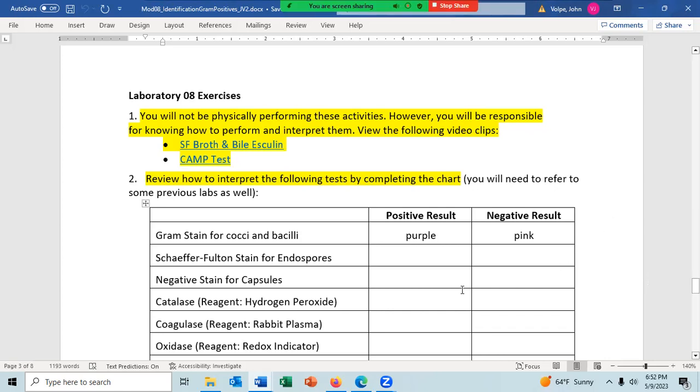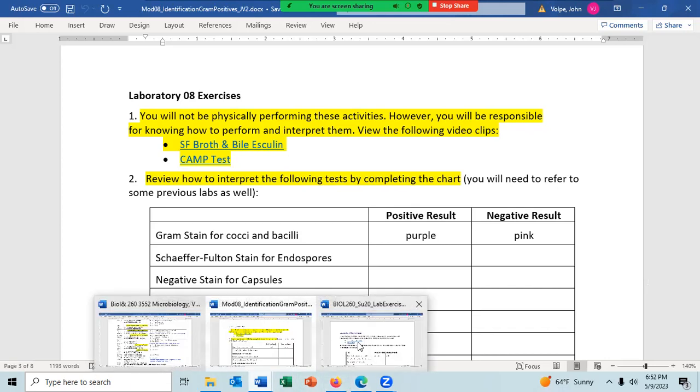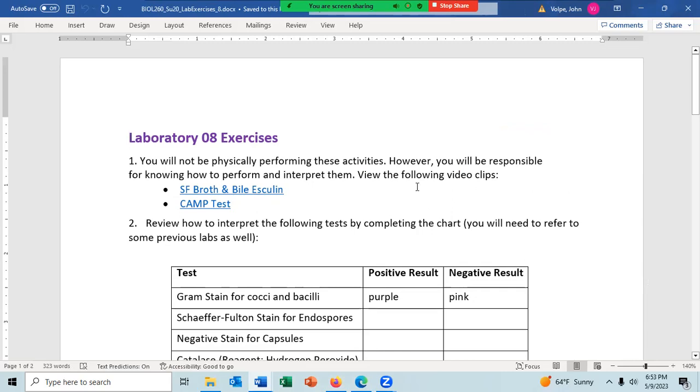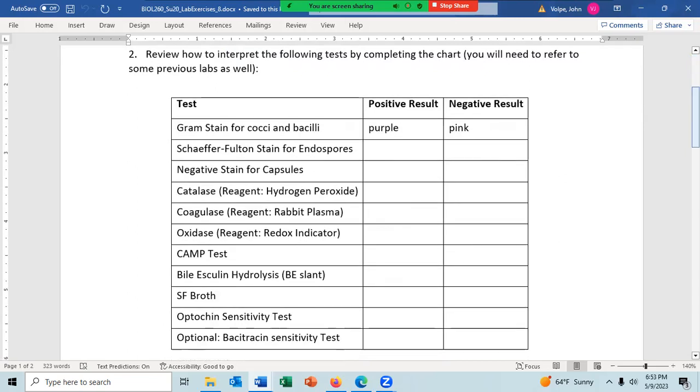In the exercises, let me go to the exercises. Remember, only turn in the exercises. We have videos for you to watch on the SF broth test and the BIOL260 test, and a video to watch on the CAMP test. Then fill in this table for the following tests. You'll need to refer to some of the previous labs as well as this lab, but all of the tests have been discussed in one of the labs, and it may be a previous lab.